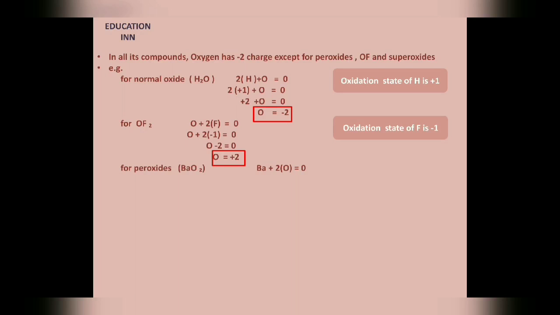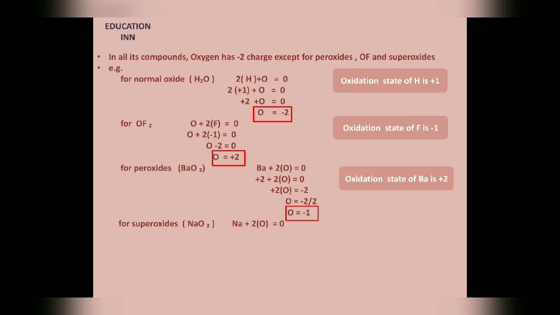For peroxides, for example, barium peroxide, the oxidation state of barium is +2, so putting values. Here you can see the oxidation state of oxygen is -1 in all peroxides. Now let's talk about superoxides. For example, sodium superoxide. Sodium has +1 oxidation state, so putting these values, we see that oxygen has -1/2 oxidation number in all superoxides. So oxygen has different oxidation states in different compounds and can be calculated in this way.